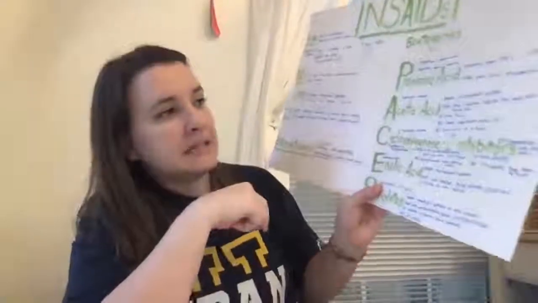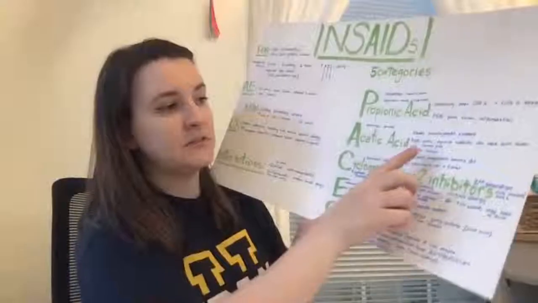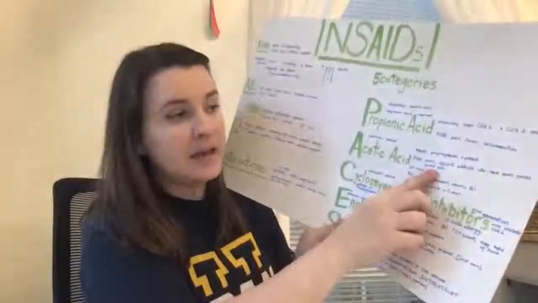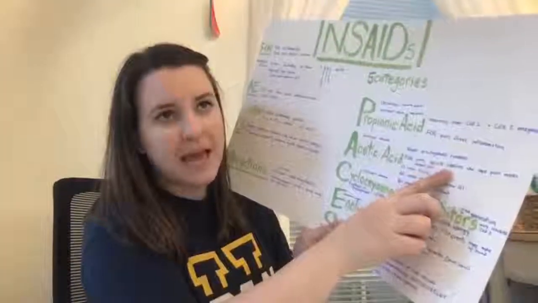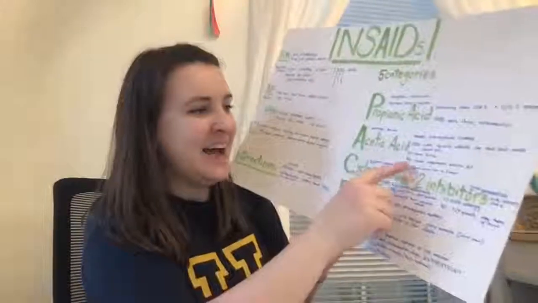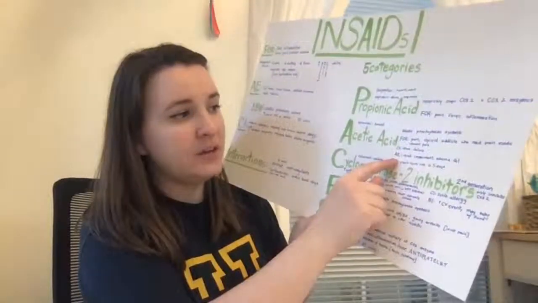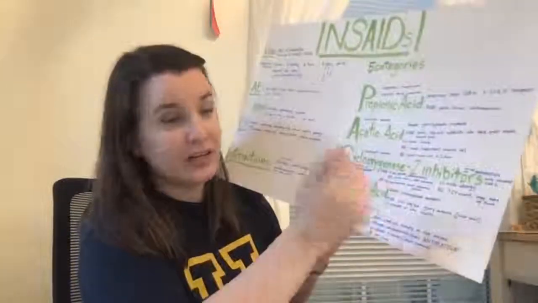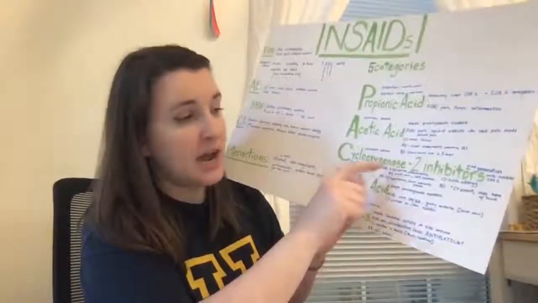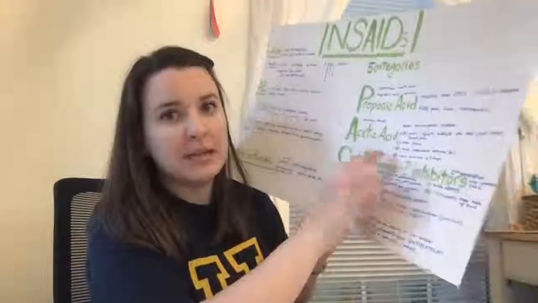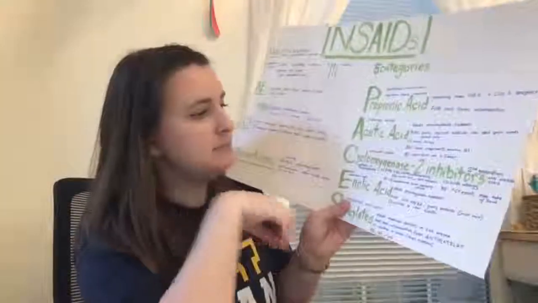For acetic acid, this is going to block prostaglandin synthesis. It can be used for pain, chronic pain, and also for opioid addicts who need pain relief and cannot take opioids. The contraindication here is renal failure. Adverse effects include renal impairment, edema, and GI issues. The nursing implication is that this is for short use, meaning five days or less.